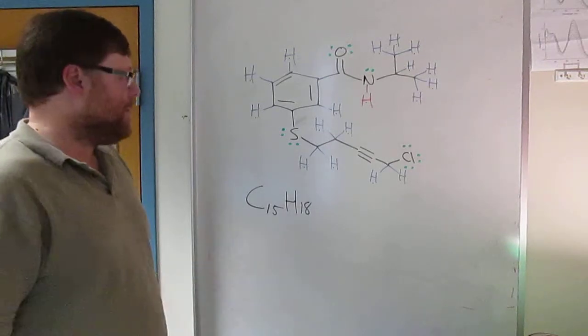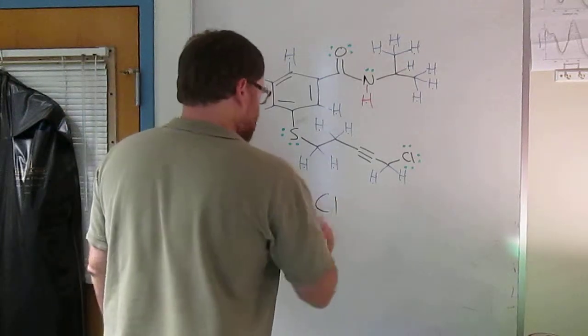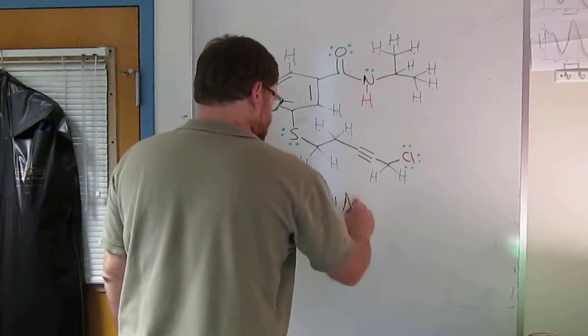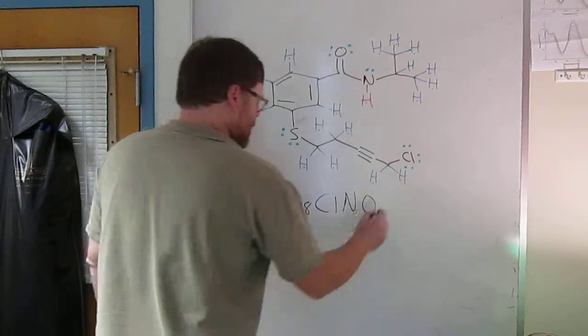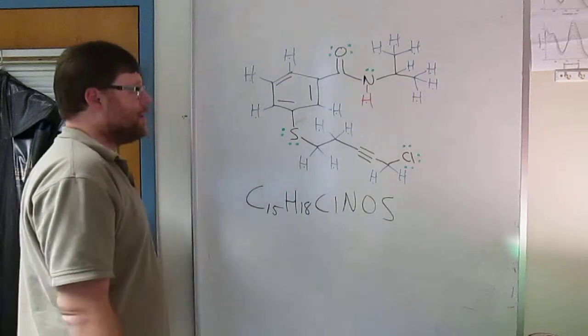And now you put the other elements in. You do this in alphabetical order. There's a chlorine, there's a nitrogen, there's an oxygen, and there's a sulfur. There's just one of each, so you just write the letter.